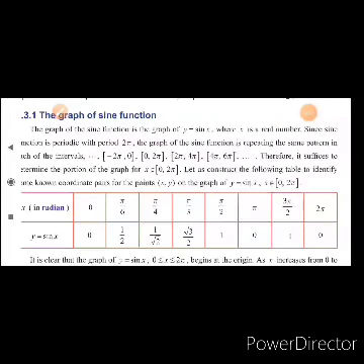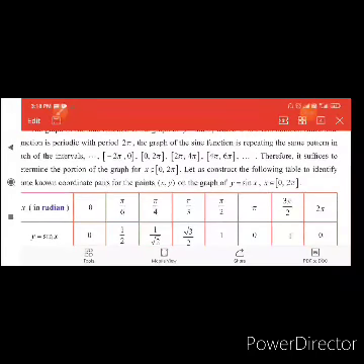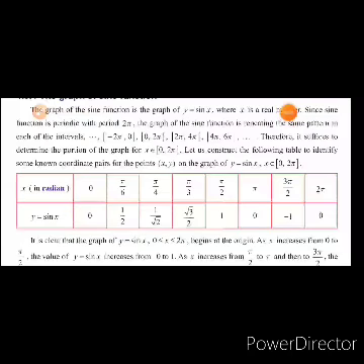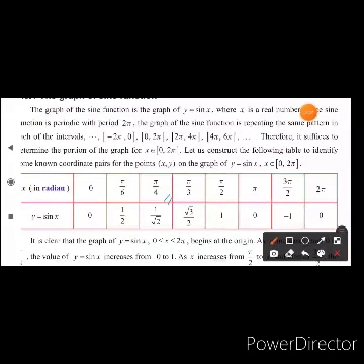Sin 0 is equal to 0, sin 30 degree is equal to 1 by 2, and sin 45 degree is equal to 1 by root 2. I repeat it: sin 0, 0; sin 30, 1 by 2; sin 45, 1 by root 2; sin 60, root 3 by 2; sin 90, 1, and so on.